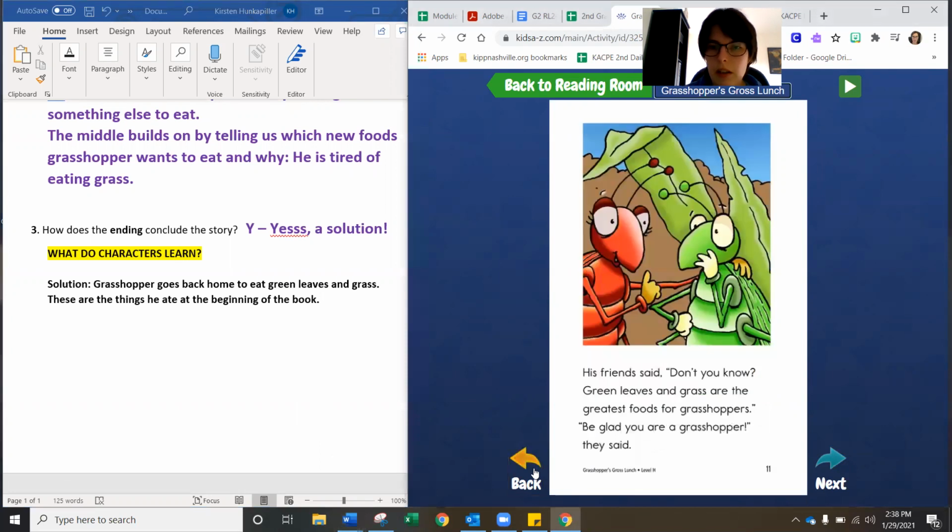I'm going to look back, and I think that his friends are really helpful in figuring this out. His friend said, "Don't you know? Green leaves and grass are the greatest foods for grasshoppers. Be glad you are a grasshopper," they said.